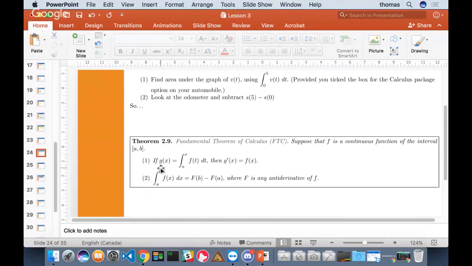So again, if g of x is equal to the integral from a to x of f of t with respect to t, then g prime of x is equal to f of x. The way you figure it out is you take the original equation at b, and you subtract the original equation with the value of a plugged in. You're just substituting b or a, and then you find the total.